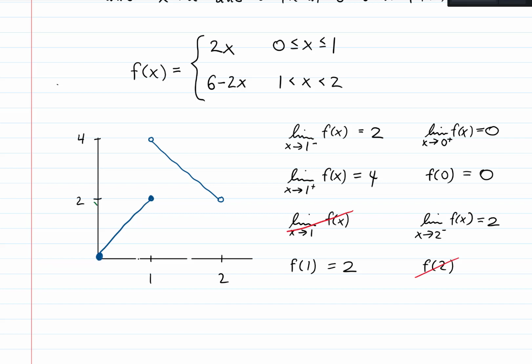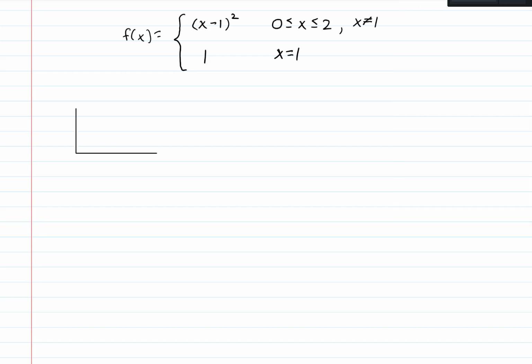Let's do another question very similar to this. Okay. This time I want to do f of x equals (x minus 1) quantity squared if x is between 0 and 2, or equals 0 or equals 2, but not 1. And f of x equals 1 if x equals 1. Okay? So let's see what that would look like.